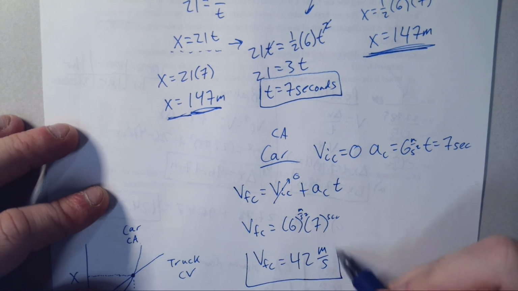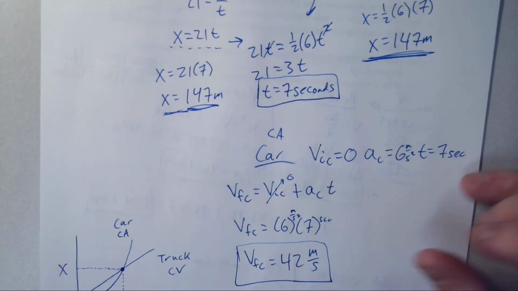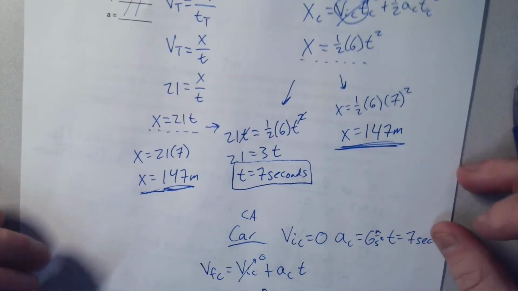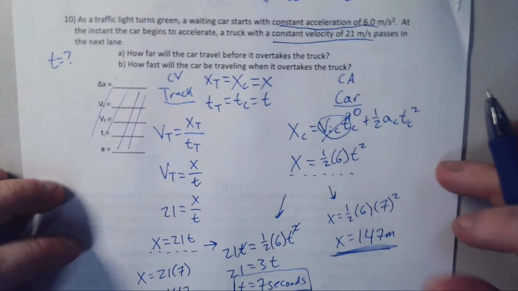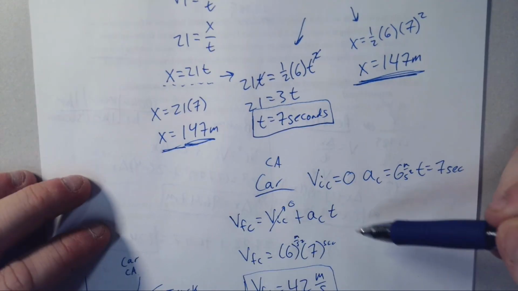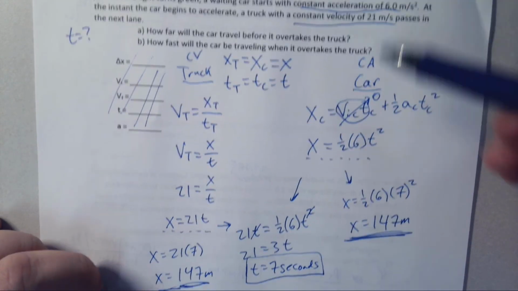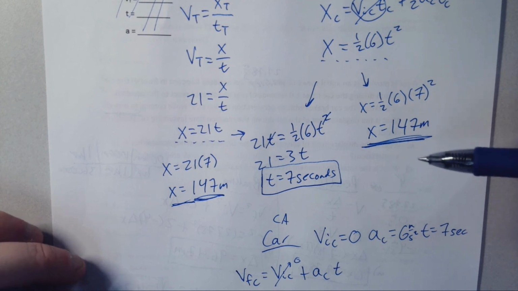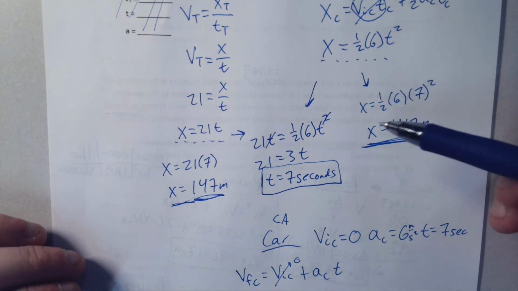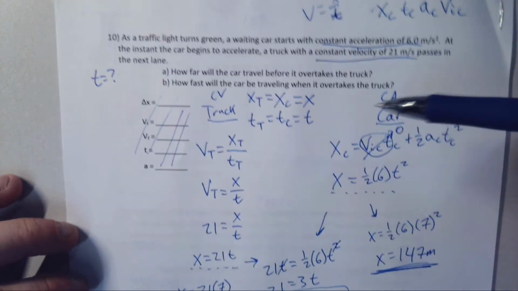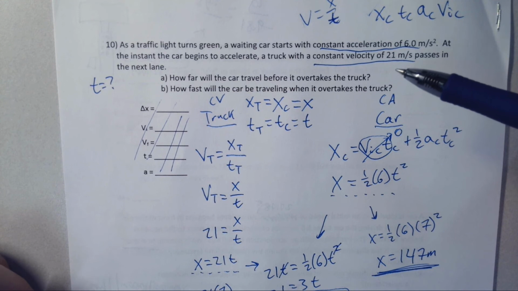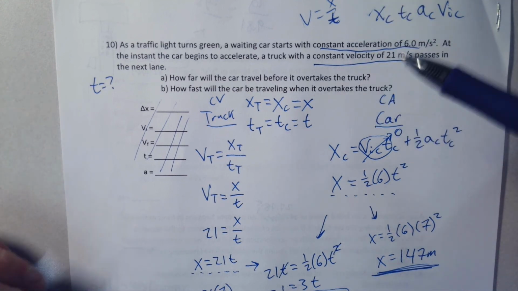Now, I had asked Reese at the beginning of class, and I'll ask you too, we have 42 meters per second, which is the velocity of the car, and the truck had what velocity? 21. The velocity of the car is double the truck. Will that always happen? Yes. That will always be the case. It doesn't matter the acceleration. It doesn't matter the velocity. As long as the car starts from rest and as long as the truck doesn't speed up or slow down. So basically, as long as we have this situation here.